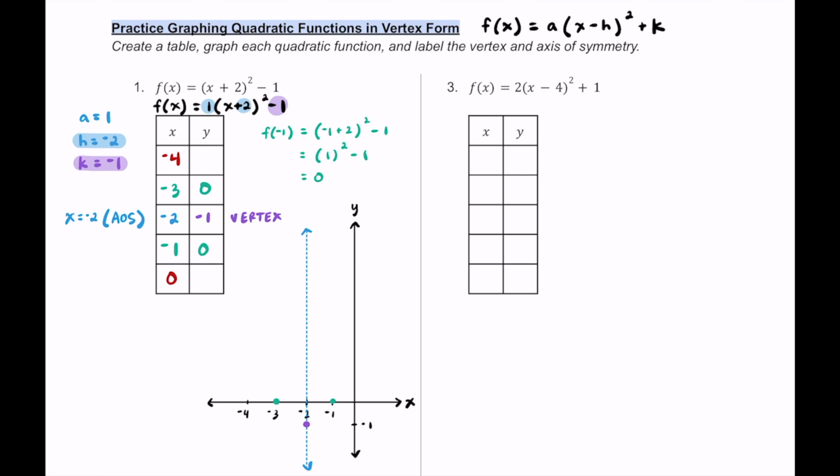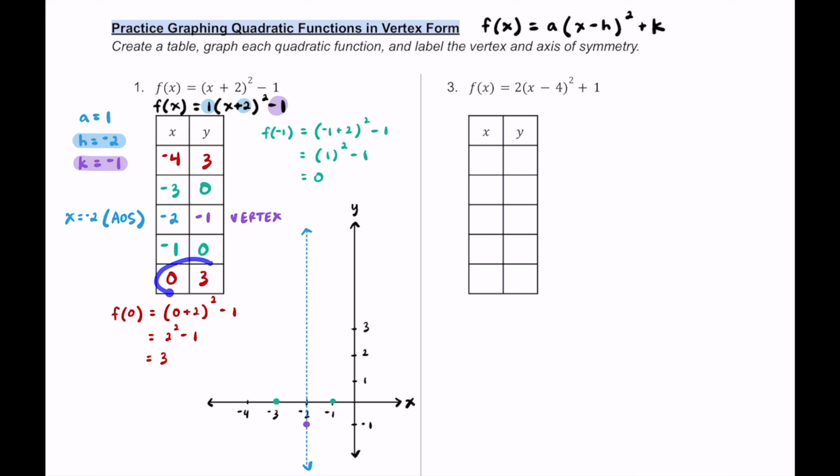So let's go ahead and do that. I have some space down here. So I'm going to say f of 0 is going to be 0 plus 2, squared, and then minus 1. 0 plus 2 is going to be 2. So we have 2 squared minus 1. 2 squared is 4. 4 minus 1 is going to be 3. So when x is 0, y is going to be 3. And so we can plug that in both of these locations.